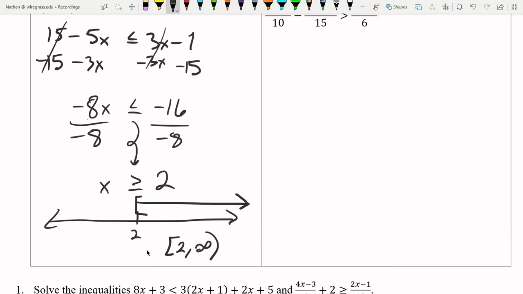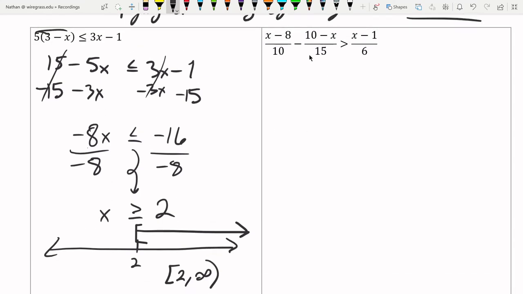And these are the 3 different ways you might be asked to write an answer for an inequality. You have the actual inequality symbol, x greater than or equal to 2. You have the graph on the real number line. And then you have interval notation, probably one of the more important ways you write this. Just keep in mind there are these 3 different ways to answer these.